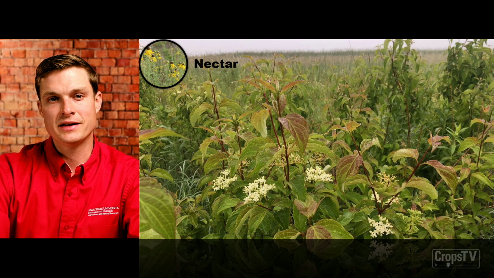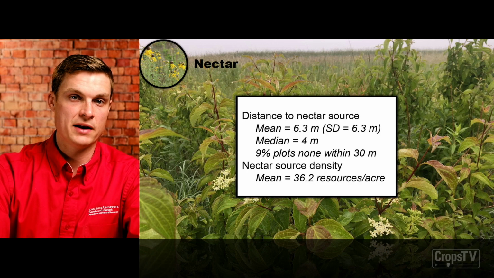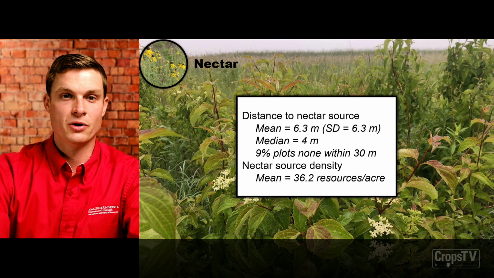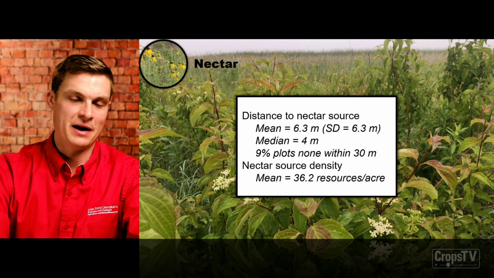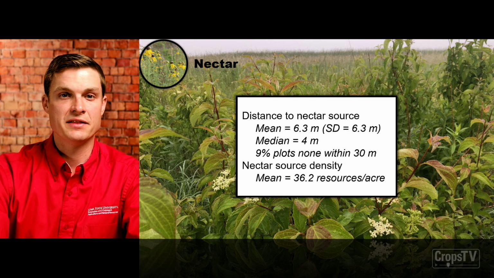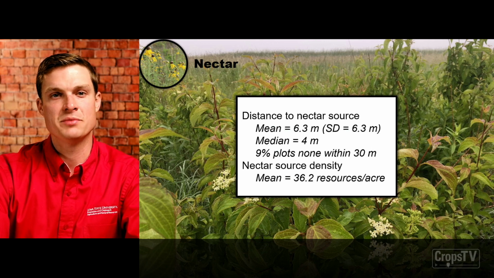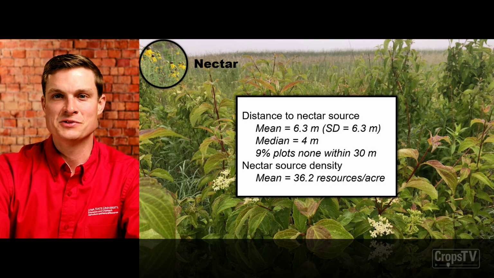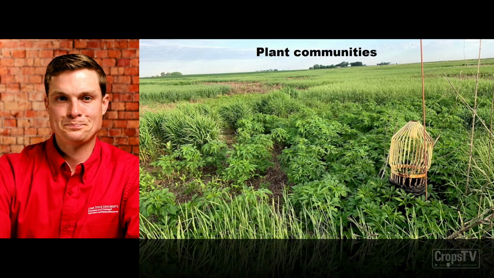And then finally, nectar resources. This is just the diversity of flowering plants found out there, which ideally we want to find throughout the year. And we found that on average, from a random location in one of these fields, you only had to walk 6 meters or about 7 yards to find the nearest flowering plant. That's pretty good if you're a monarch or a native bee. That's good to find that your food sources are in these areas, which is pretty exciting.